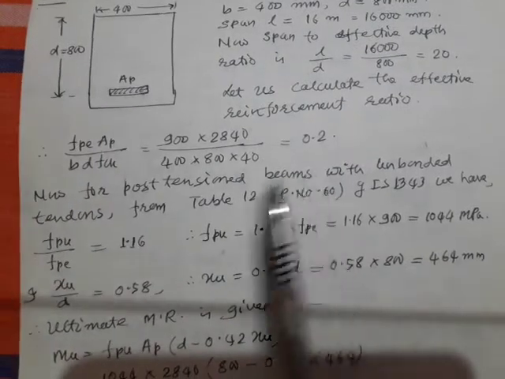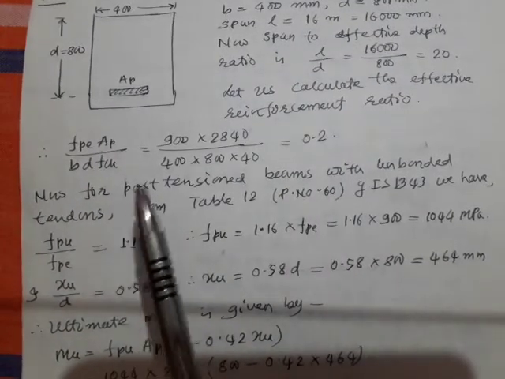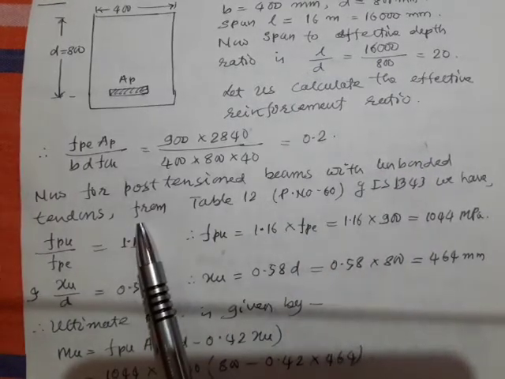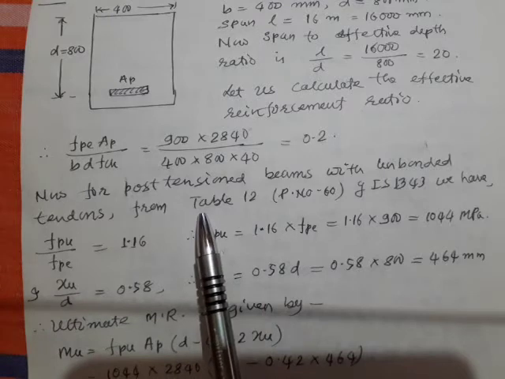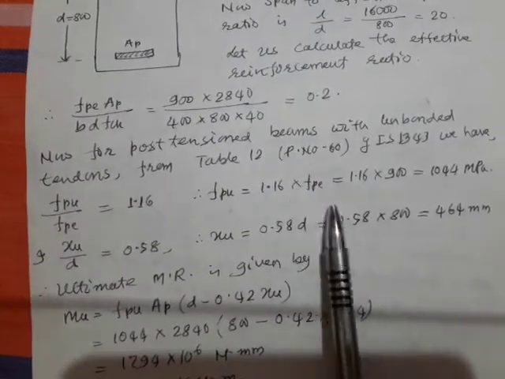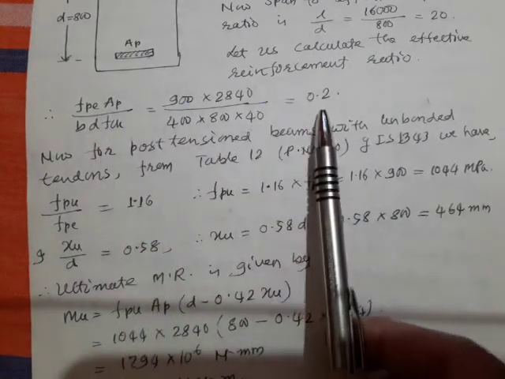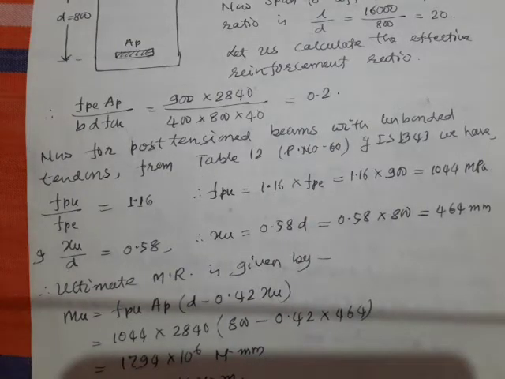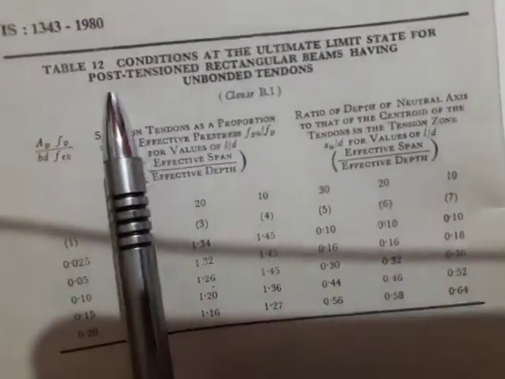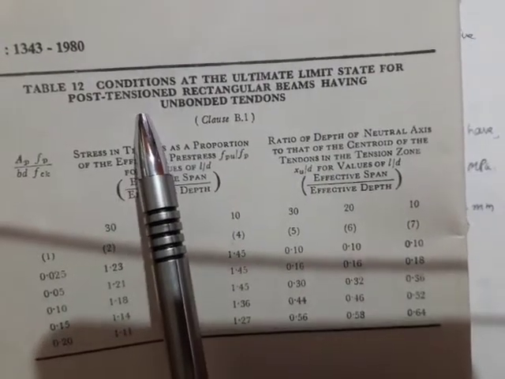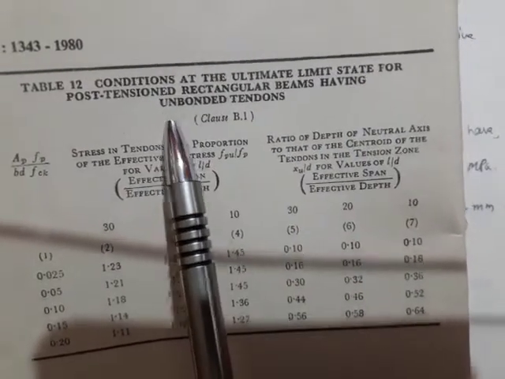Now since it is post tensioned beam with the unbonded tendons, I have to refer to table number 12. Table number 12 is there on page number 60. Your effective reinforcement ratio is 0.2. Now I will show you the code. It is table number 12, conditions at the ultimate limit state for post tensioned rectangular beams having unbonded tendons.